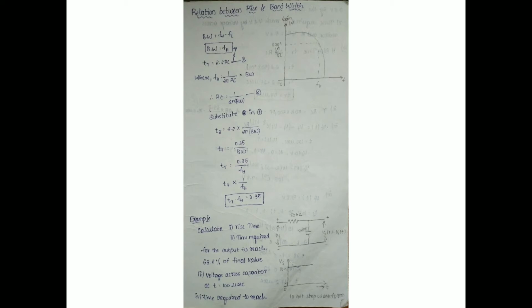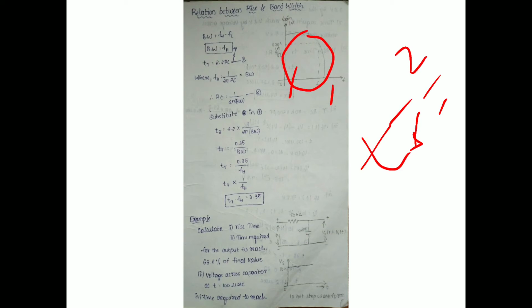Rise time means, what is the value of rise time? Tr is equal to 2.2 RC. So bandwidth is equal to Fh minus Fl. This is the lower frequency, and this is the higher frequency. So the bandwidth can be taken from the low frequency to the high frequency. The bandwidth can be written as Bw is equal to Fh minus Fl.